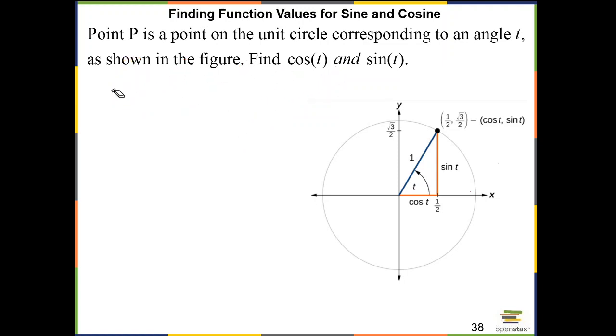So let's do that. First of all, if we are given the x and y coordinate on the unit circle, then we know this is cosine and this is sine. How do we know that? Because this is a unit circle. Now, this is important to understand. If you're not on a unit circle, don't think that the x and y coordinates are always cosine and sine.